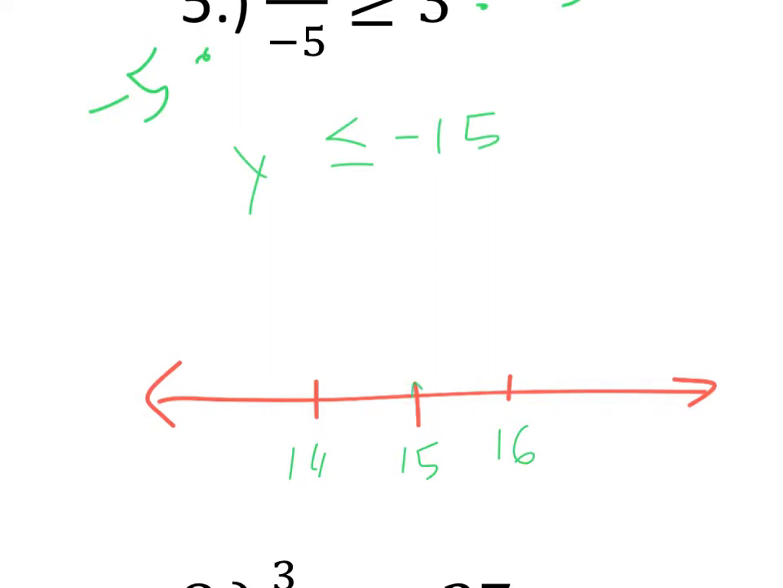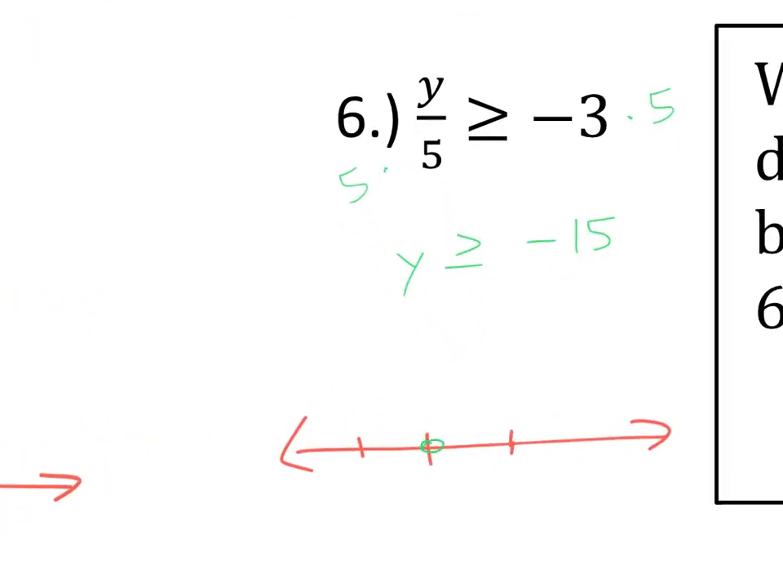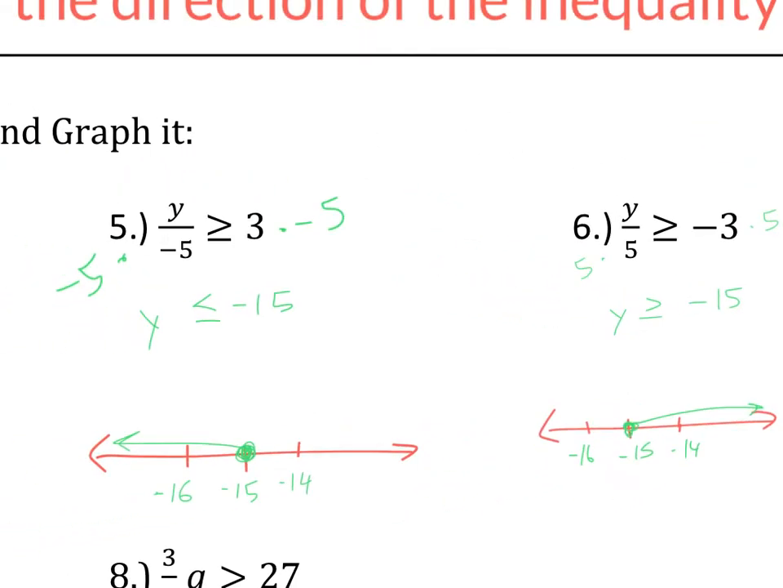Okay, I need a closed dot. This one is going to go toward, oh wait, it's negative. My bad. Okay, there we go. This one is less than negative 15, so that would be toward negative 16. On here, again, we're at negative 15. But now we're greater than negative 15, so we're going to go back this way because those are the numbers that are greater than. Again, the difference between those two is what we're multiplying or dividing by.